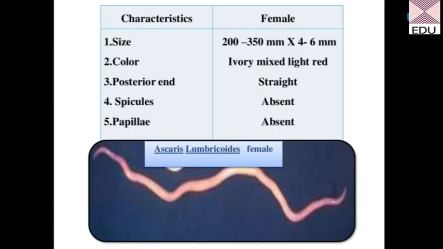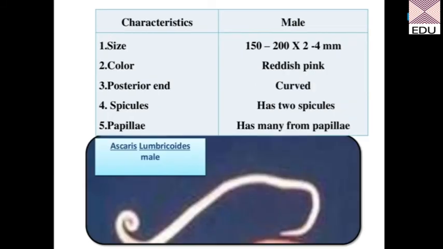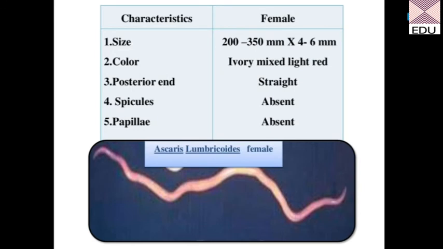Now if we talk about the characteristics of female and male Ascaris, as we have discussed earlier, we have male and female sexes which are separate. And one thing should be noted, that there are two or three major differences between male and female Ascaris. Number one, the female is longer than the male. So if you see, this is a male and this is a female. So the female is longer than the male.